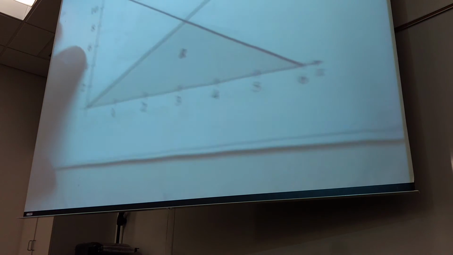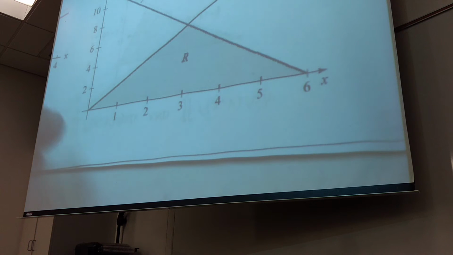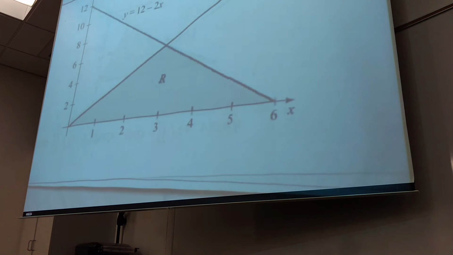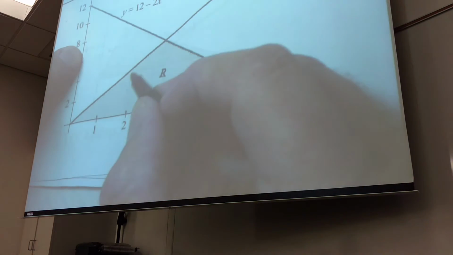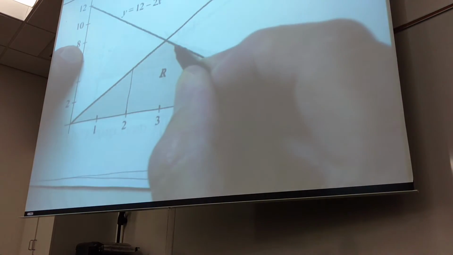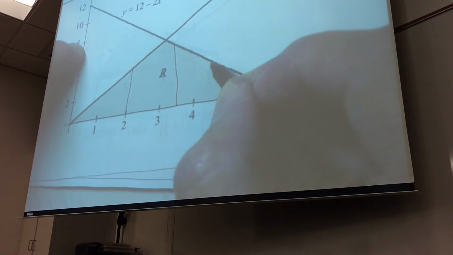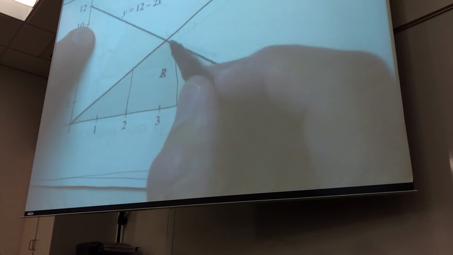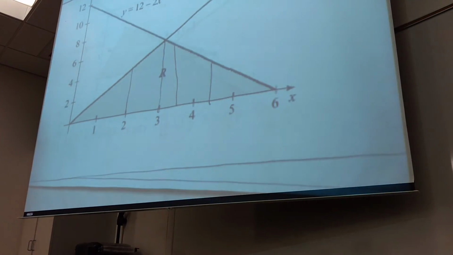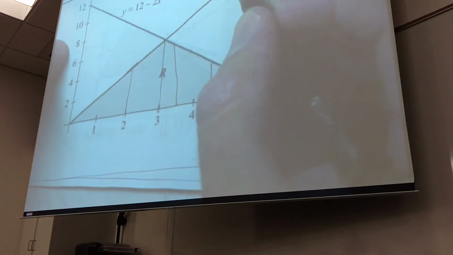And of course this one. So now watch. If you do this, can you do it with one integral? No. What happens right here? It's not continuous, is it? It changes. Here the top wall is 2x. Here the top wall is 12 minus 2x.